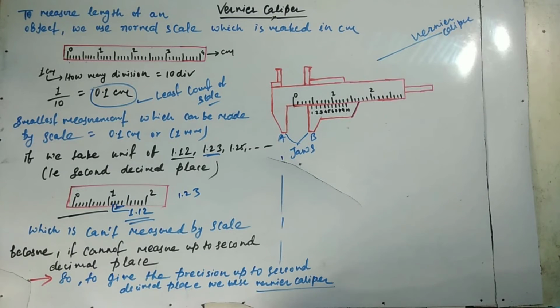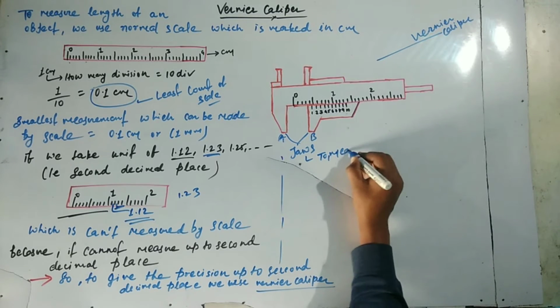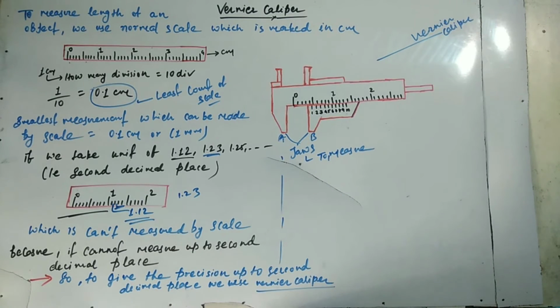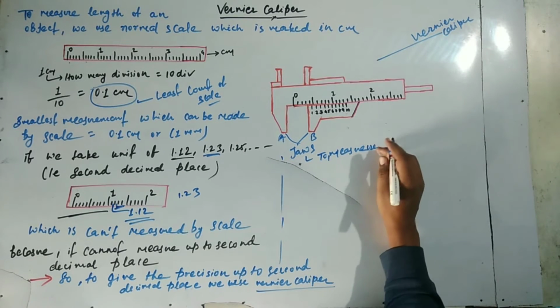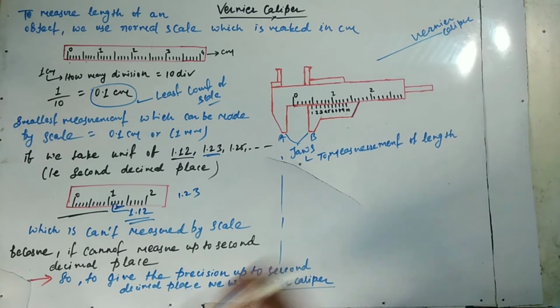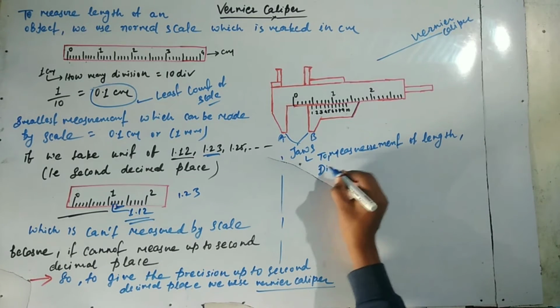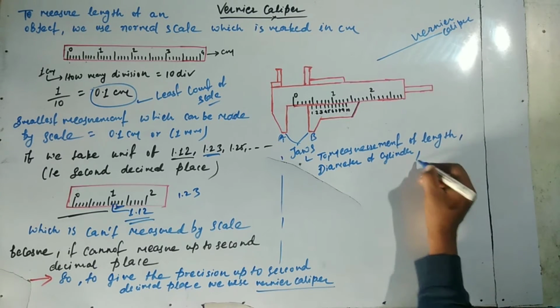What is the use of jaws in a Vernier caliper? To measure the length, the diameter of a cylinder, and the diameter of a sphere, we use the jaws. That is the use of jaws in a Vernier caliper.